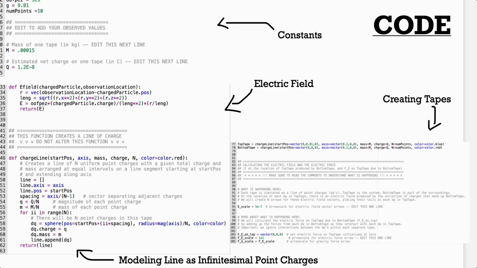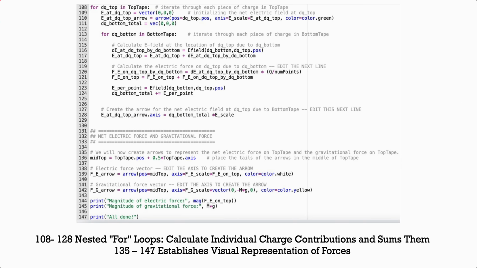And then to the right, it's a little small, but it's not as important nor mathematical, is the creation of the actual tapes, the top tape and the bottom tape, and then our scale factors right below that. And then this is the big chunk of code, and from lines 108 to 128, you can see my nested for loops, which essentially calculate the individual charge contributions and then sum them. This is kind of the equivalent of an integral from one side of the tape to the other, but instead we use summation. And then lines 135 to 147 are for aesthetics and establish the visual representation of the forces.